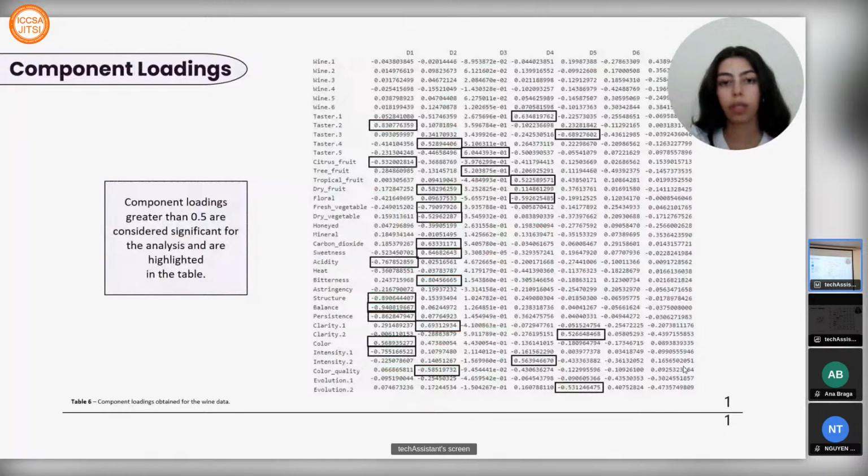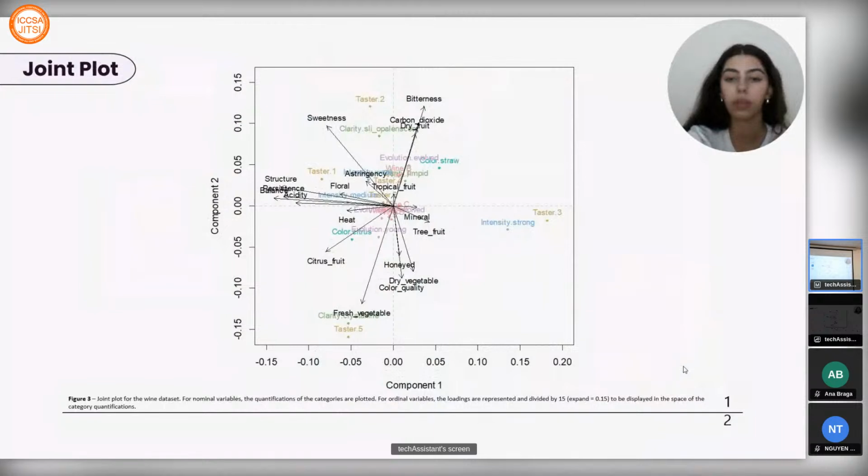The complete loadings obtained are also displayed in the slide. Values highlighted exceed 0.5 and are thus considered significant for the analysis. As mentioned earlier, for the nominal variables, the loadings are obtained through dummy variables, and that's why they are represented with a dot and a number. Considering the values of the component loadings together with the joint plot, which represents in a single plot the component loadings of the ordinal variables and the quantification of the categories of the nominal variables, it is possible to establish the most important relationships between variables of the first 2 components.